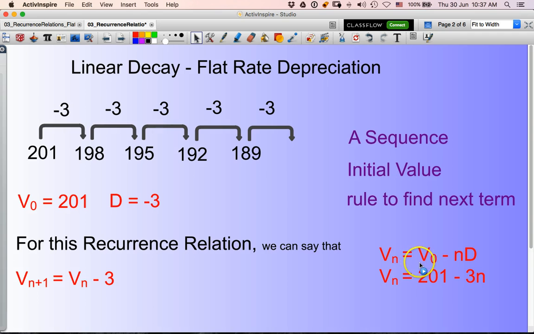So the recurrence rule would be Vn equals V0 minus nD. In other words, the value of my nth term would be 201 minus 3 times whatever that value of n happens to be.